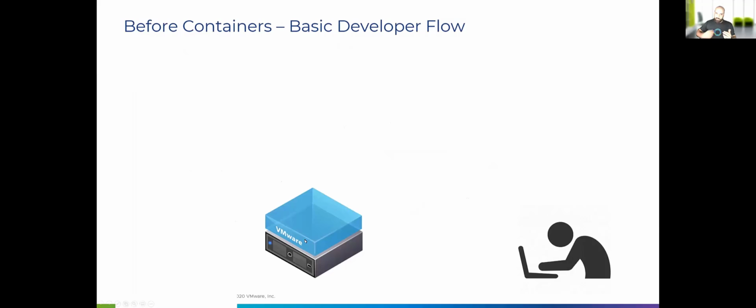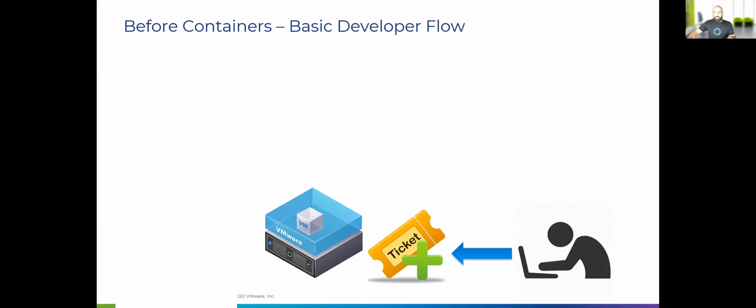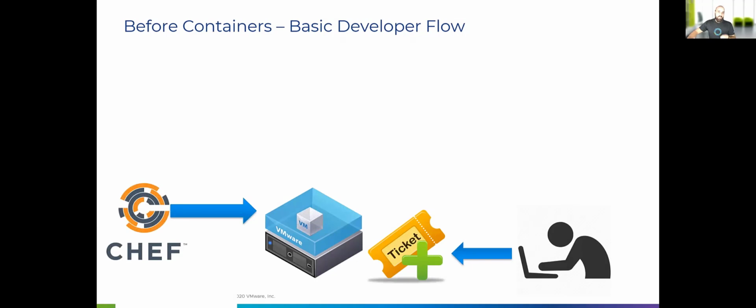So again, going back a little bit to what they did before that container world, it was a ticketing system, right? They opened the ticket, they got assigned a VM. That VM had to be configured with some kind of configuration management, Chef, Puppet, Ansible, something like that, just to create the application environment, the application runtime.